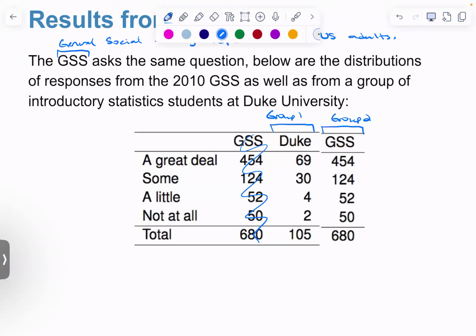We have a larger sample in group 2, right? The GSS had a larger sample. In fact, we had 680. And for Duke, we had a sample of 105. But remember, we're going to check the sample size conditions for both. So as long as they're big enough, it doesn't matter. They don't need to be the same or even similar like this.